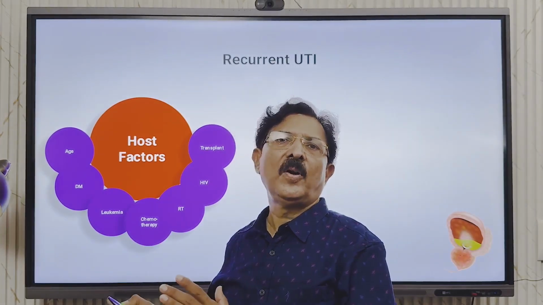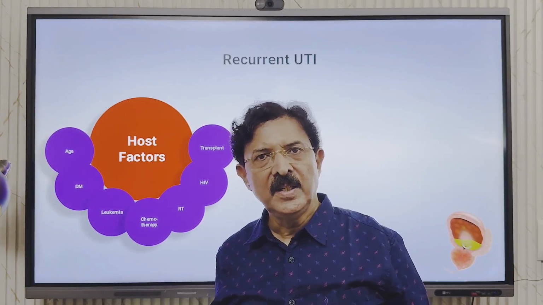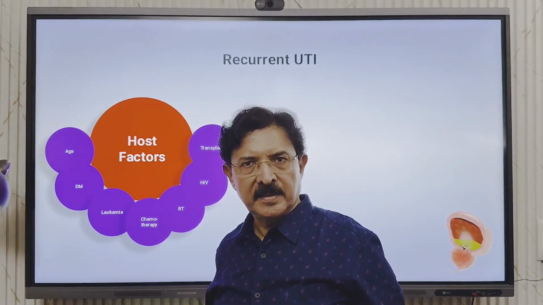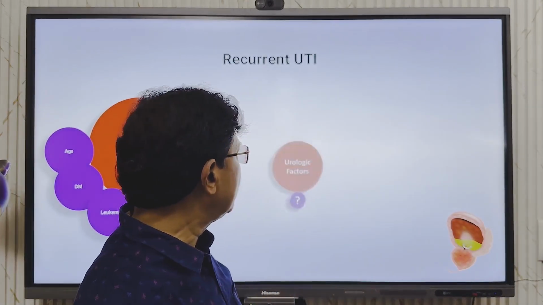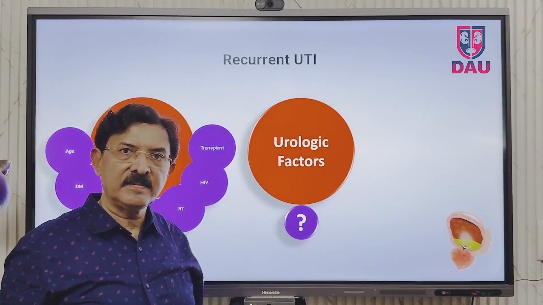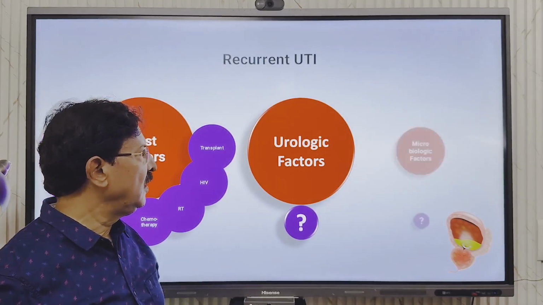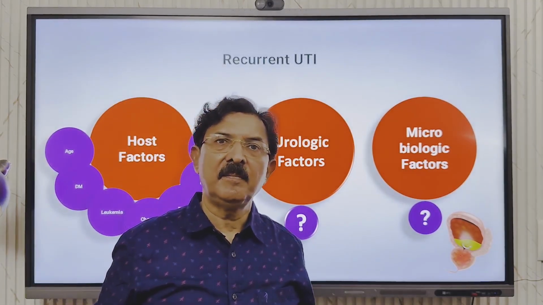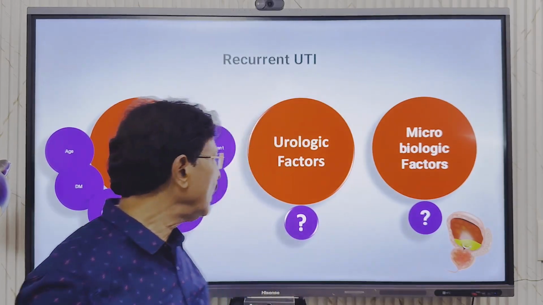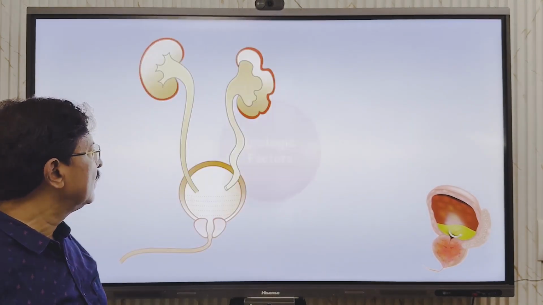Now, this is very common knowledge to anybody who has recurrent urinary infection, and this applies to this subset also. And I am not going to detail this here. What I want to talk to you about is what are the main urologic factors which result in recurrent urinary tract infection here, and what are the major microbiological factors which are responsible here. Let us see first the urologic factors.